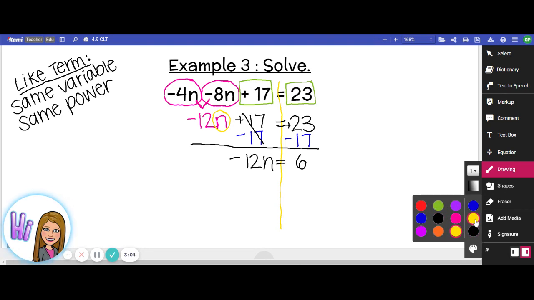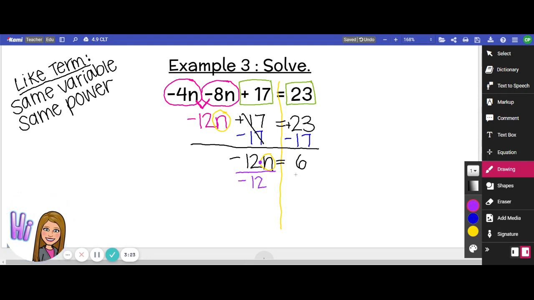Now I'm still trying to isolate my variable n, but there's a hidden operation next to it. It says that it's being multiplied times negative 12. So I need to get rid of times negative 12. The way that I do that is by using the inverse or the opposite operation, which is to divide by negative 12. And if I'm doing that on one side, I have to do it on the other. So good news, that cancels out. But on the other side, we need to simplify.